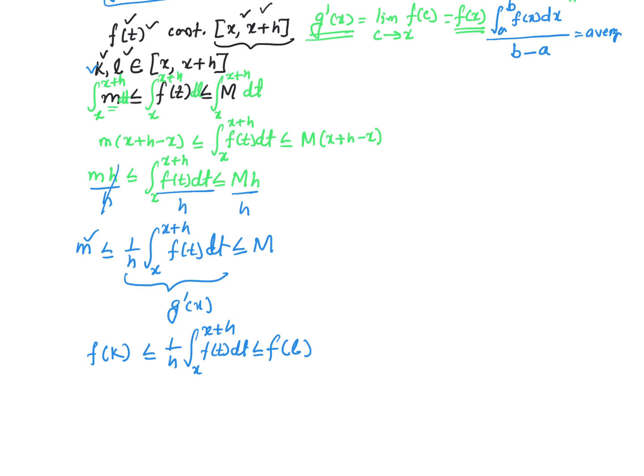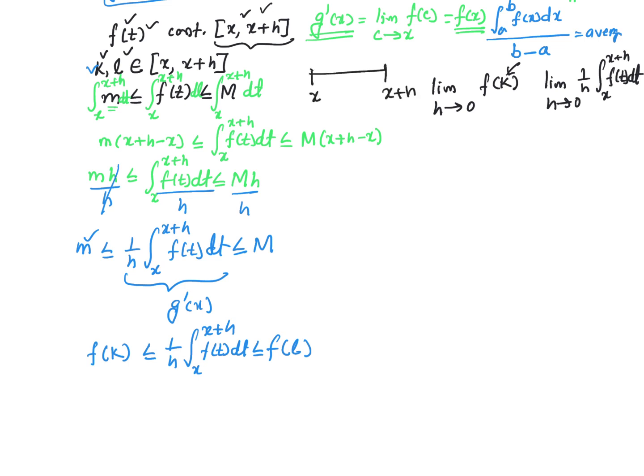Now, what happens if you apply limit to this inequality? So let's analyze it on the side. I'm going to apply limit to this right now. So if I apply limit, h approaches zero. So limit h approaches zero, f of k, and limit h approaches zero, 1 over h, integral x to x plus h, f of t dt. Look, the kind of thing we have seen for the mean value theorem, similar kind of thing is going to happen here. As h goes to 0 and k is sandwiched between x and x plus h, k is somewhere here, okay?